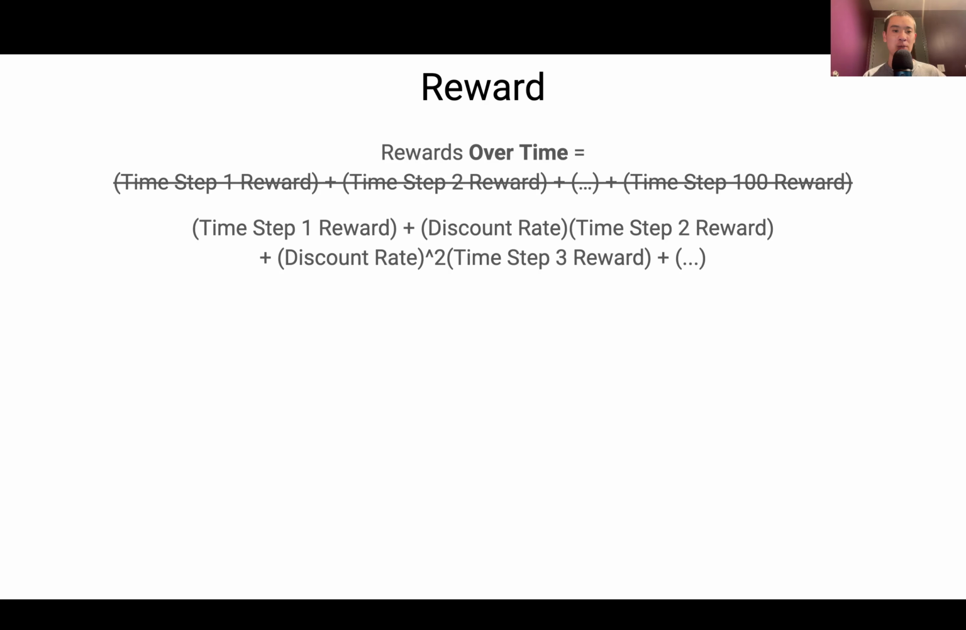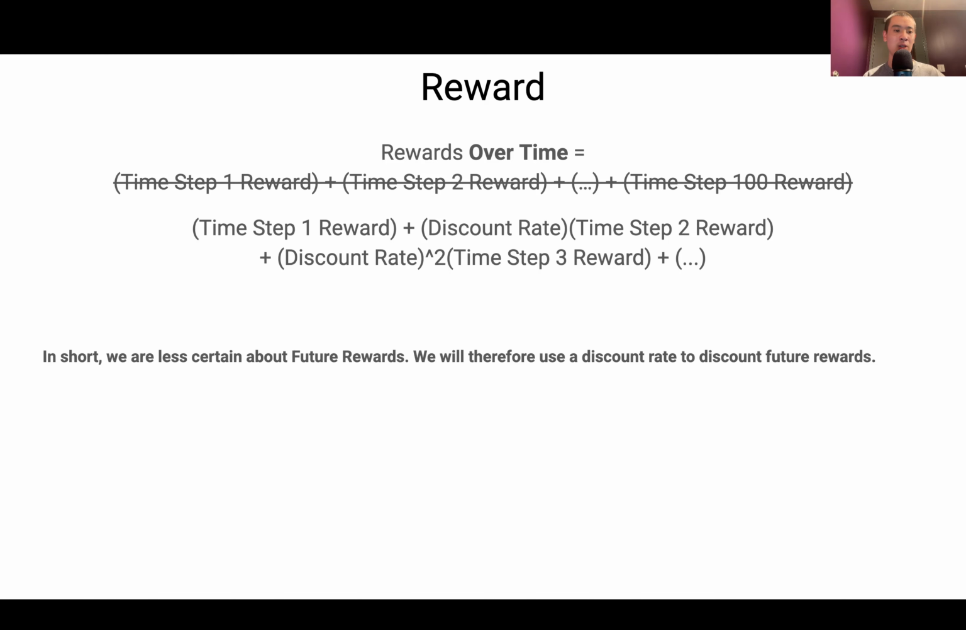So here's the new equation. Time step 1 reward plus discount rate times the time step 2 reward plus the discount rate squared times the time step 3 reward, and so on and so forth. And the reason we're doing this is because we are less certain about future rewards. The discount rate will be a number from 0 to 1, such as 0.95.